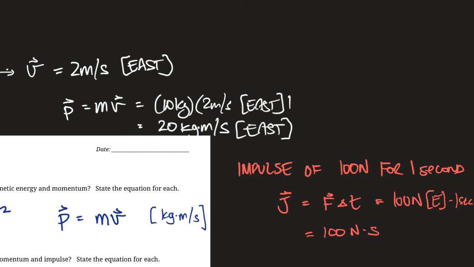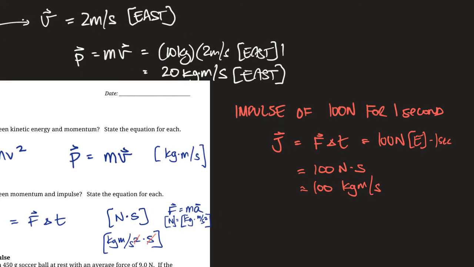But we know that this is the same thing as 100 kilogram meters per second. So it's like we're adding 100 kilogram meters per second to this box that already had 20 kilogram meters per second. So our new momentum, our P2, we can call it momentum 2, is going to be 120 kilogram meters per second. Okay? So impulse is just when you're adding or taking away momentum that an object already has.